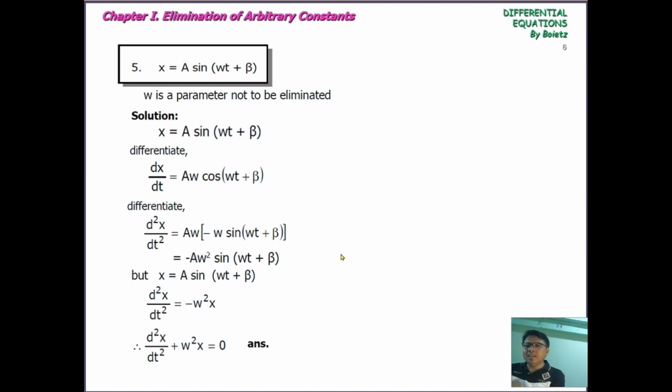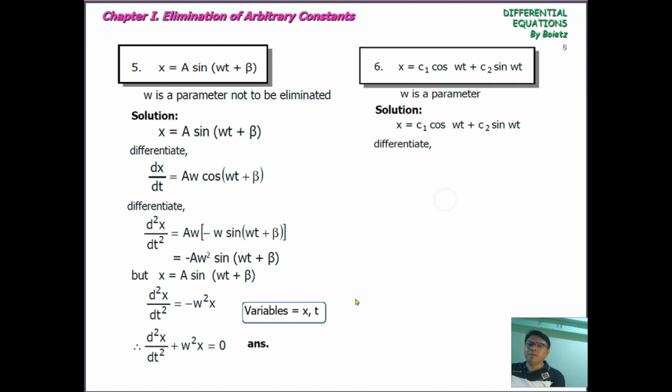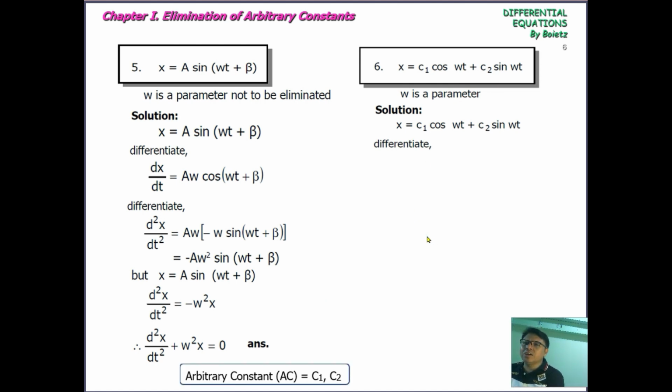Okay. Number 6. So here, x is equal to C1 cosine wt plus C2 sine wt. Again, W is a parameter katulad ng problem number 5. So since W is a parameter, ang variable mo dito, yung x saka t. Then, yung constant mo, yung C1 tsaka yung C2. So, the arbitrary constants are C1 and C2.